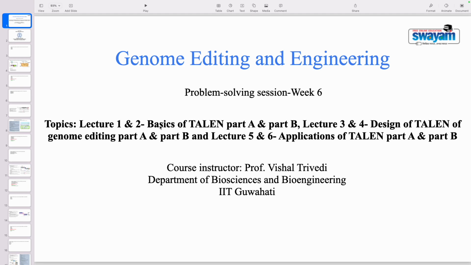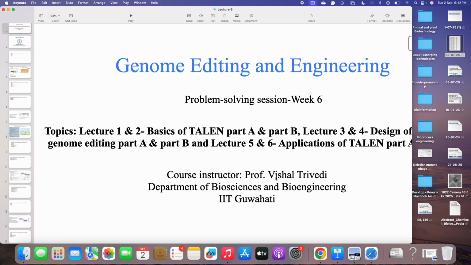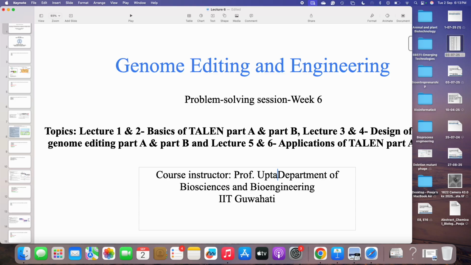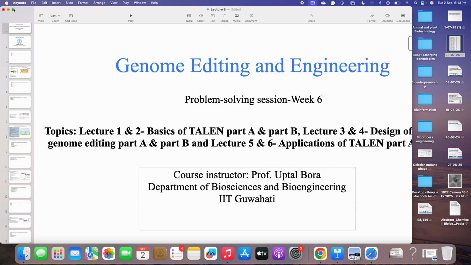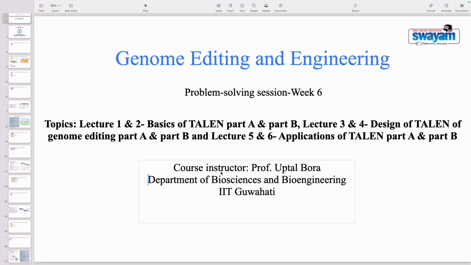This course, genome editing and engineering, is being taken by Professor Utpal Bora. He is professor at Department of Biosciences and Bioengineering at IIT Guwahati.